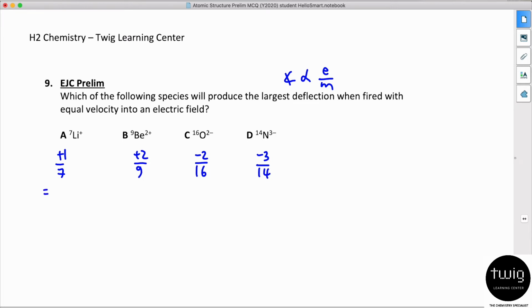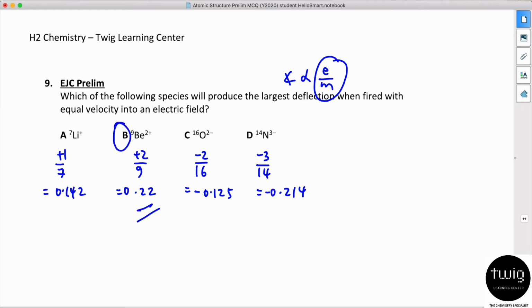Let me just write it down. So this value is about 0.142. This is about 0.22. This one equals minus 0.125. This is in fact minus 0.214. So the one that shows the largest deflection has the largest charge over mass ratio. So in this case, it should be B. This is the largest charge over mass ratio.